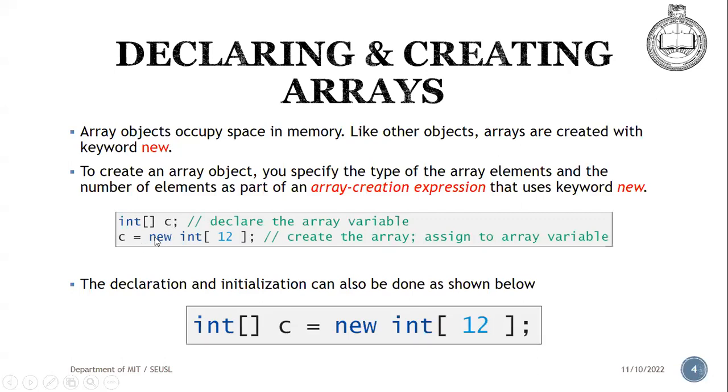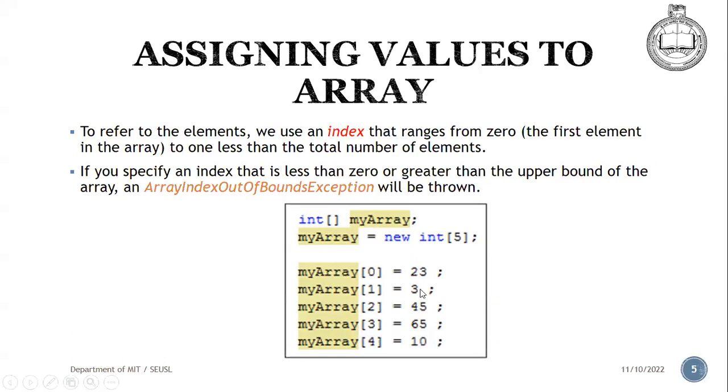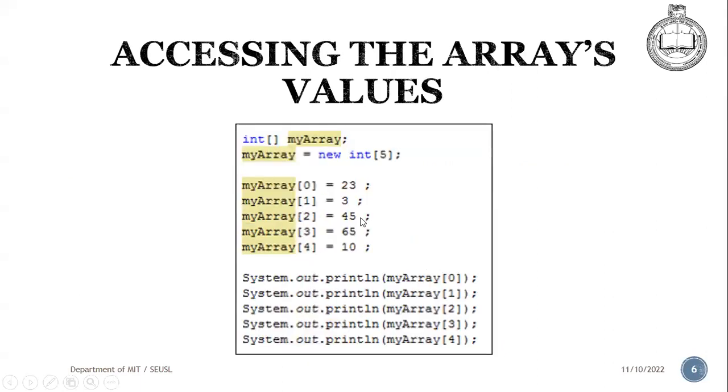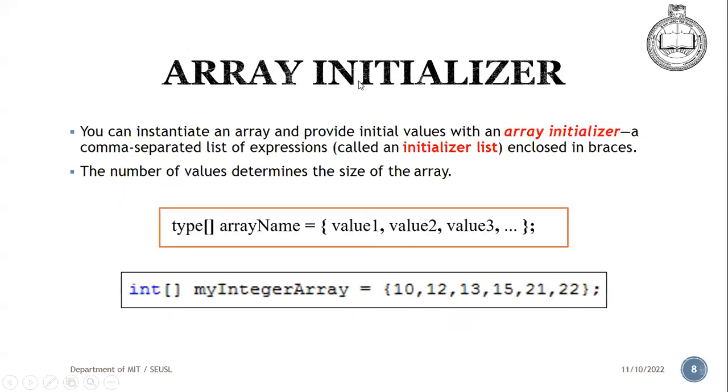So we have to use the new keyword and there you will pass the size of the array. Then you will be assigning values to the array. So these three steps are important. Likewise, in array initialization, the three steps that I explained just now, we are doing in one line. So this is the format of doing it.